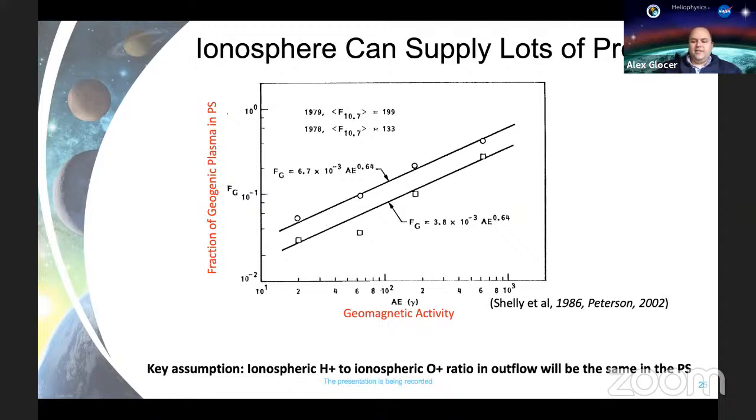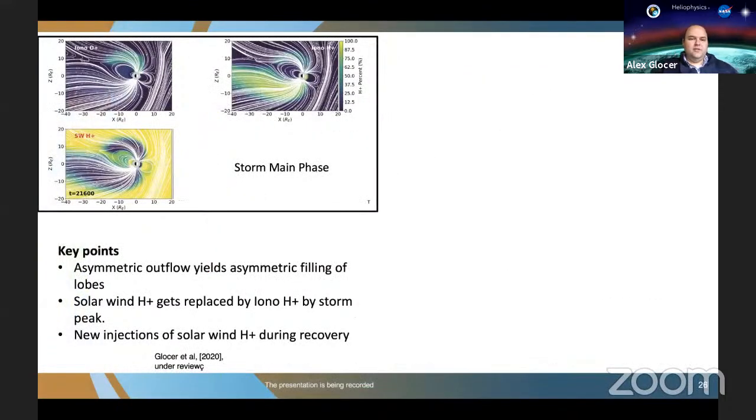So these are data studies, but what I want to do is come at this same question, but from a modeling perspective. So using the modeling network that I talked about earlier with the space weather modeling framework, we're trying to get at this.